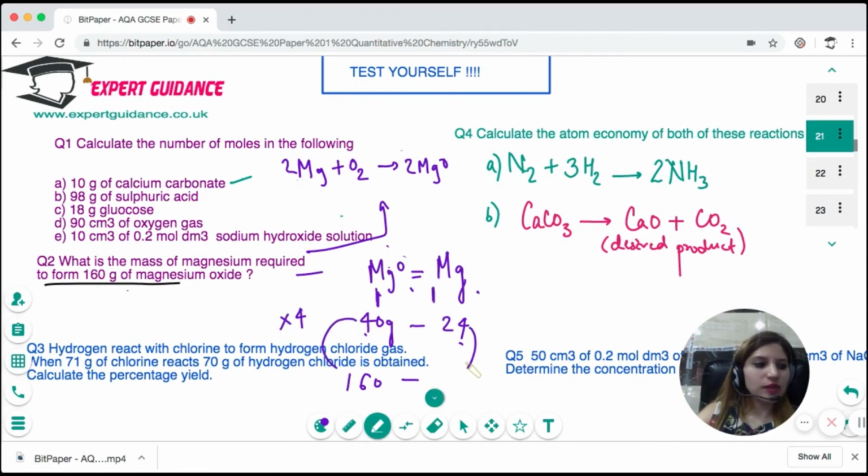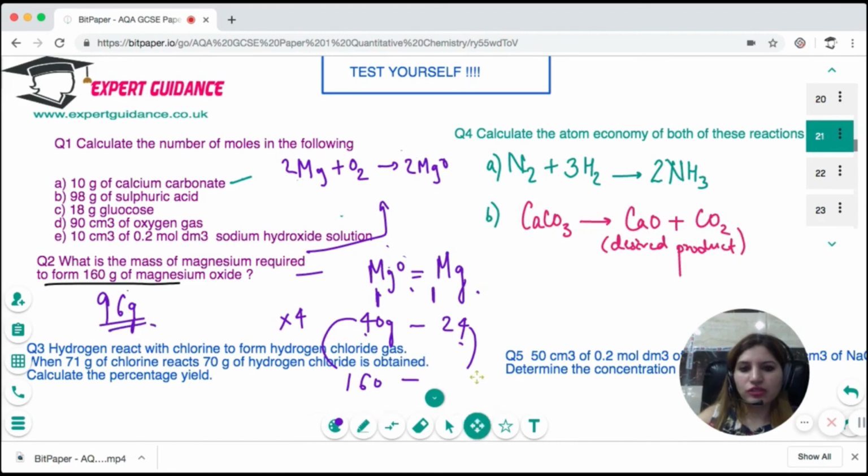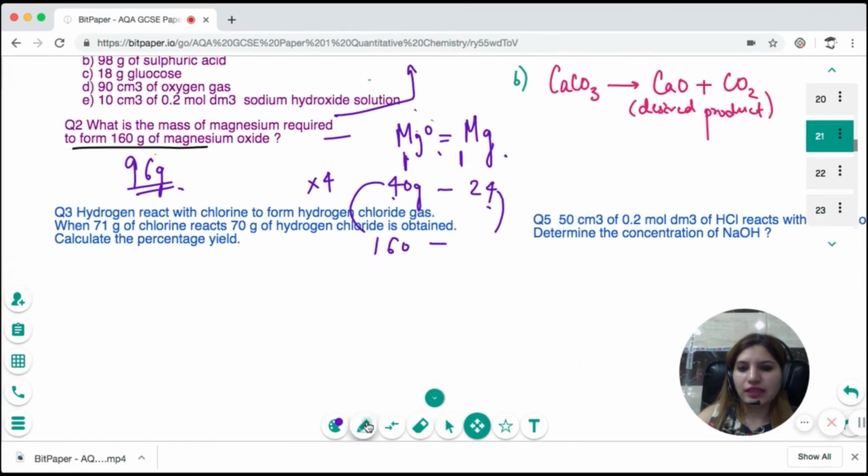So we'll times by 4 onto the other side as well. And we will get the answer as 96 grams. Okay. So I hope this question is clear to you. Now let's look at the third question.